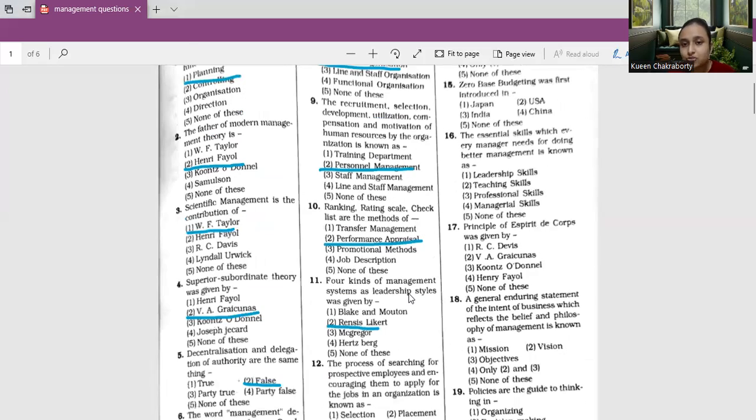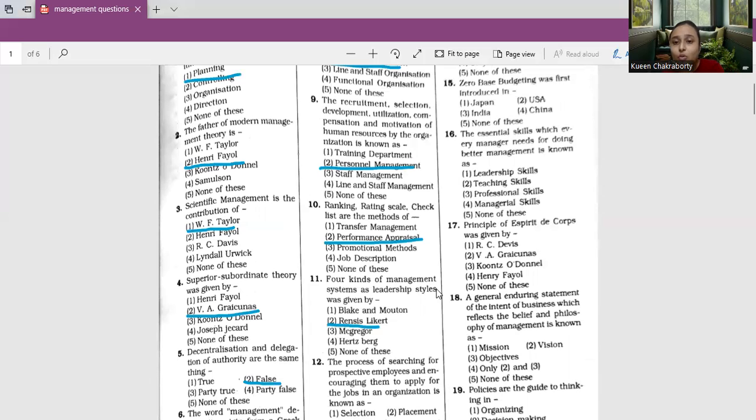Next, moving on to question number 15. Zero-based budgeting was first introduced in: number one, Japan; number two, USA; number three, India; number four, China; and number five is none of these. Now, what is zero-based budgeting? Zero-based budgeting was first introduced in the early 1960s.